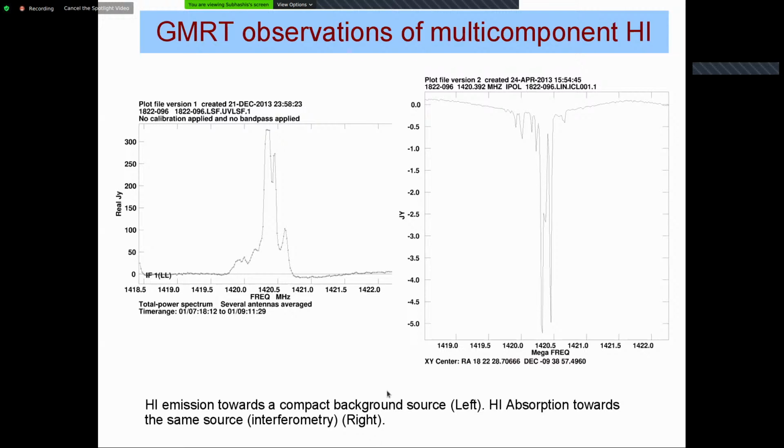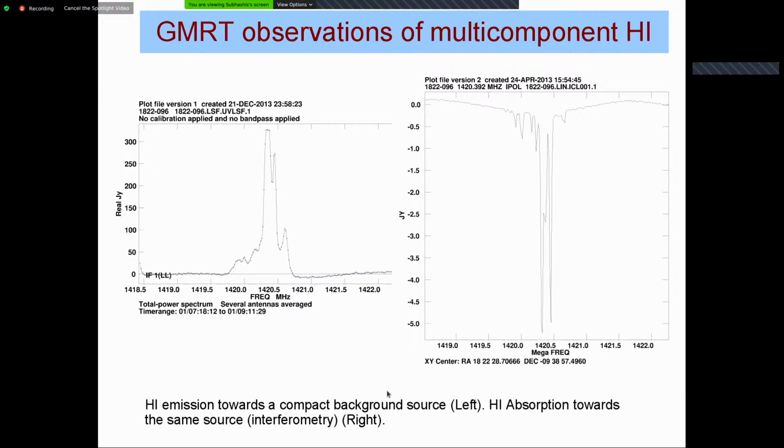That's why with an interferometer, when you are looking at a compact object, you are not seeing the H1 line emission from the galaxy. But then how will they contribute? Remember, in that direction what we are looking at is also a compact background source. As I said, the H1 temperature is like 4000 Kelvin in emission, and in absorption maybe 100 Kelvin.